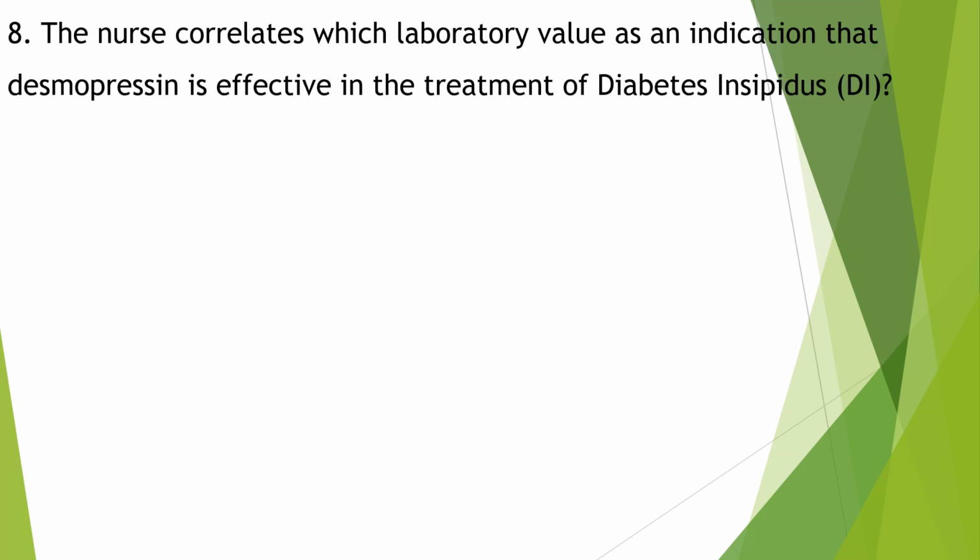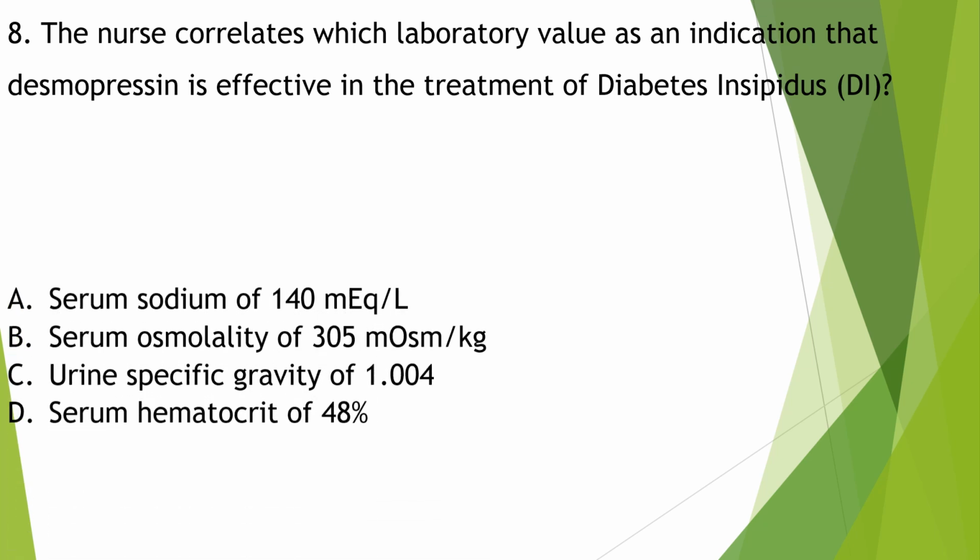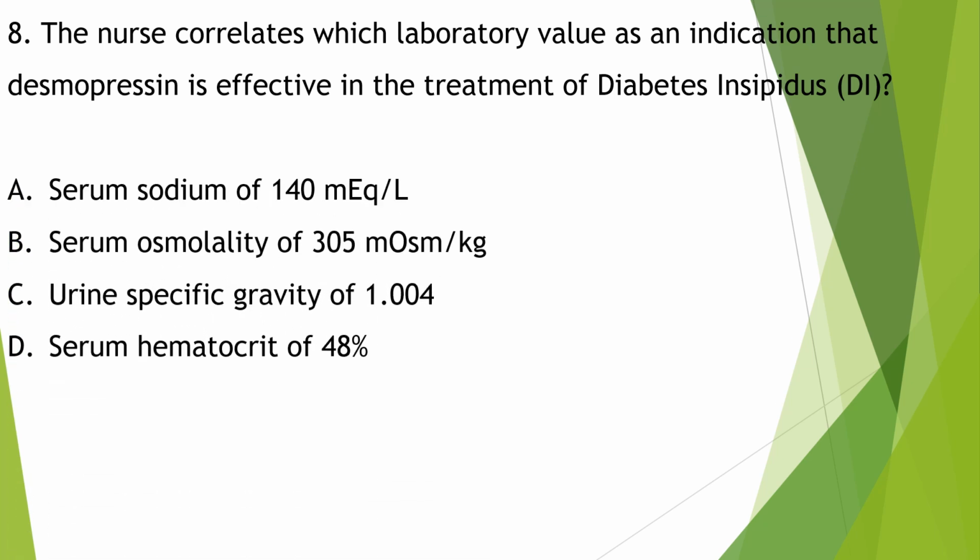The nurse correlates which laboratory value as an indication that desmopressin is effective in the treatment of diabetes insipidus? Serum sodium of 140 milliequivalents per liter, serum osmolality of 305 milliosmoles per kg, urine specific gravity of 1.004, serum hematocrit of 48%.